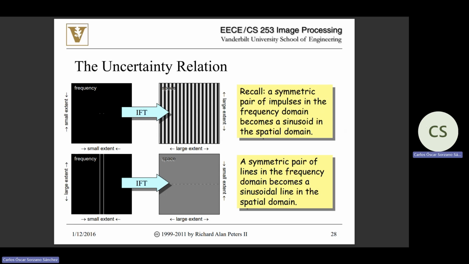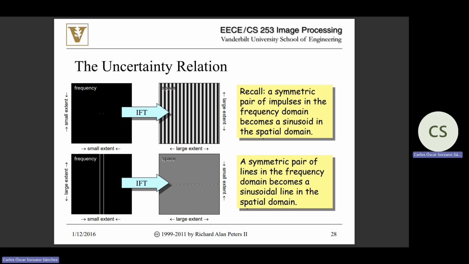What if I make it very wide in this direction? So if I make it very wide in this direction, in the real space, it will be very compact. So it will be zero everywhere, just a line, and then zero again. So we have this kind of reasoning.